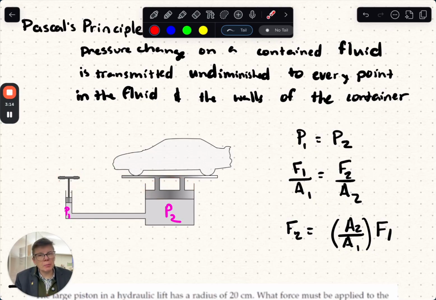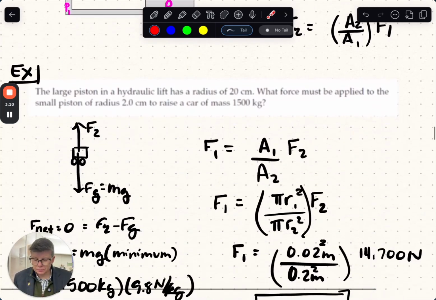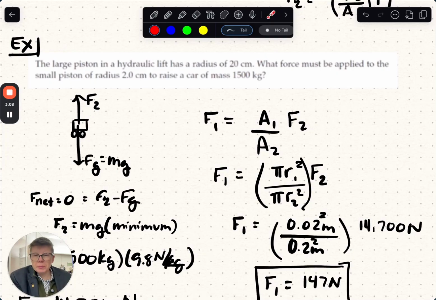Let's look at an example problem that applies Pascal's principle. It looks like this. I've got a large piston in a hydraulic lift at a service station. It has a radius of 20 centimeters. That's on the right-hand side. What force must be applied to the small piston on the left of radius 2 centimeters to raise a car of mass 1,500 kilograms?